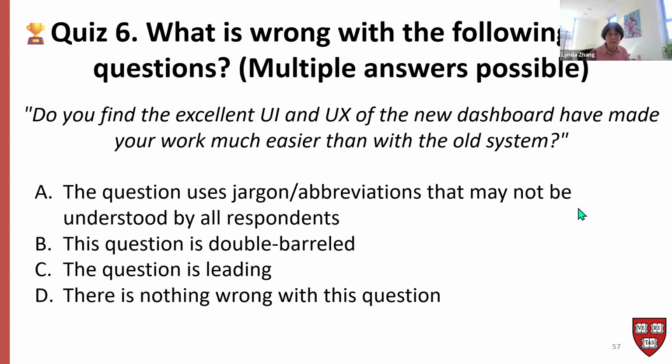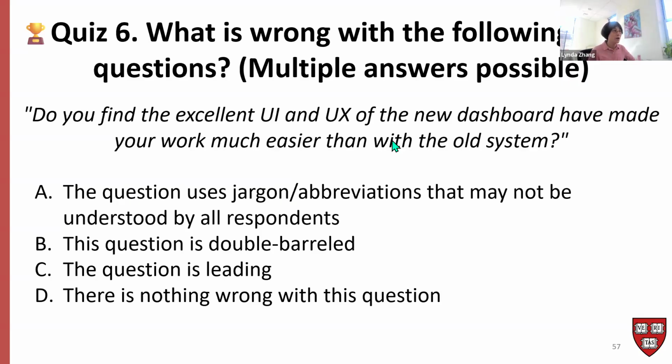And B, this question is double-barreled, yes. There's a word "and" in it, and indeed it is asking about 2 things. And the question is leading: the new dashboard, the excellent UI and UX. So it is a leading question. D is not the correct answer.